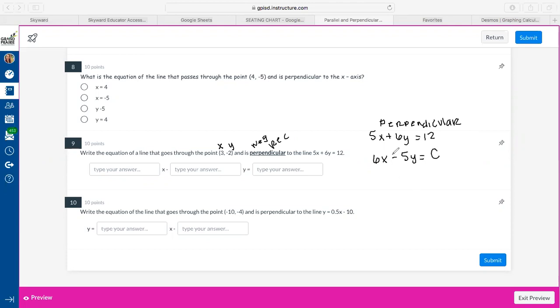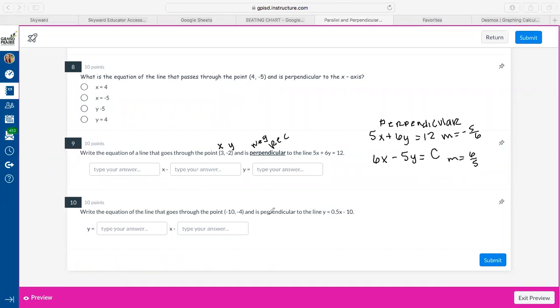So the slope of the original line is -5/6. So the slope of my new line has to be positive 6/5. So that's why it's 6x minus 5y equals C. I don't know my C value. Figure out C. Plug it in. All right, just for the sake of time, I need to go use the restroom.